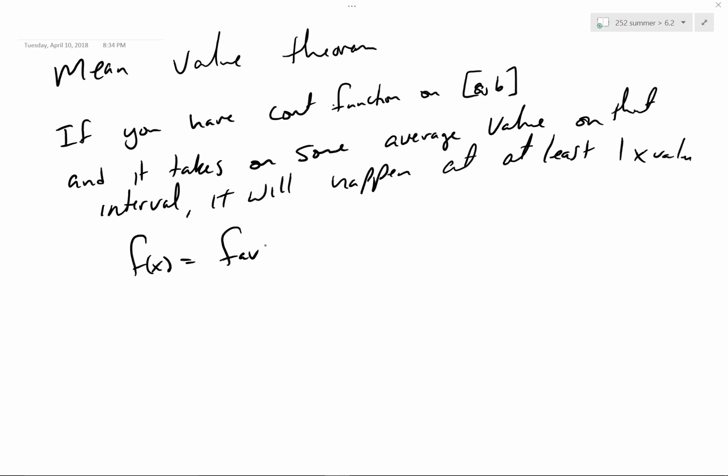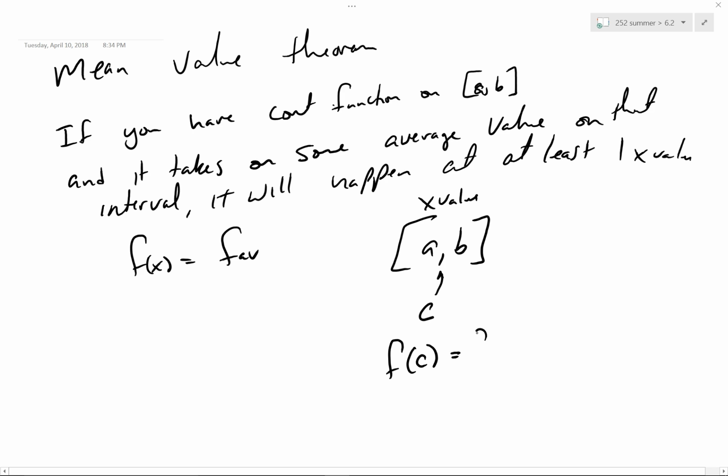This is what the actual function says. It says f of x is continuous on [a, b]. Then there exists a value c between a and b. So here's a and b, these are x values. There will be a c on this interval somewhere between those two, such that f of c is equal to the average value. There exists at least one c such that that's true. That's all there is to the mean value theorem, or the average value theorem.